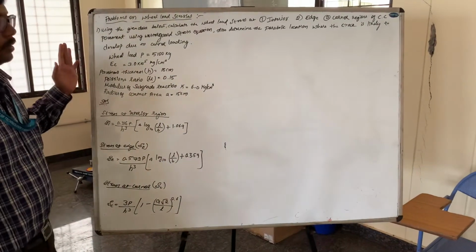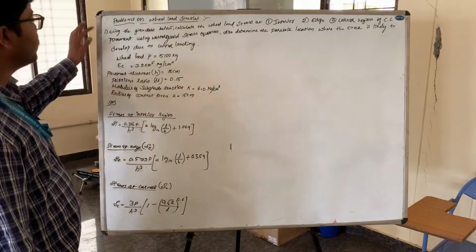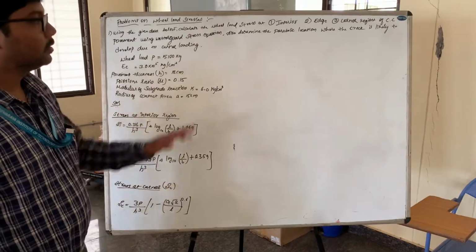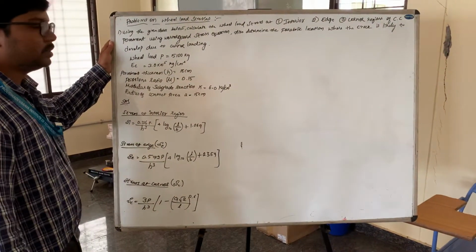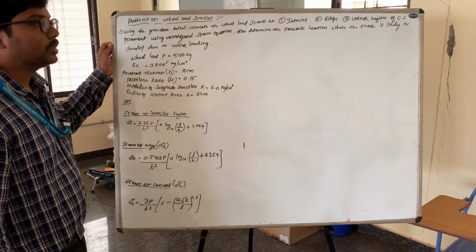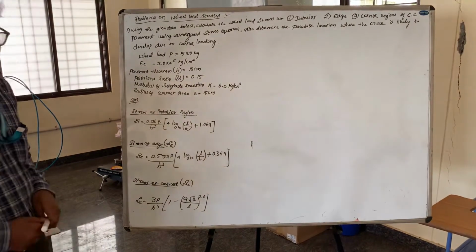So now, problems based on the wheel load stresses. Okay, first problem. Using the given data below, calculate the wheel load stresses at the interior, edge, and corner regions of a cement concrete pavement using the Westergaard stress equation. Also determine the parabolic location where the crack is likely to develop due to the corner loading.